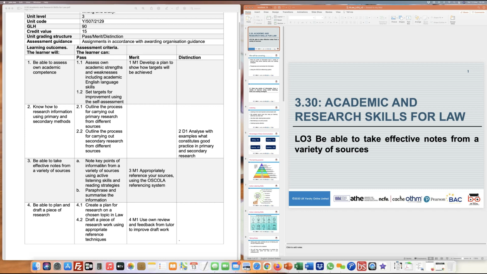When you look at paraphrasing, when you look at skimming, when you look at gleaning information from a variety of sources to support the documentation that you're preparing for a case or maybe for a client. And then we will also try and relate it to what is called the OSCOLA referencing system.